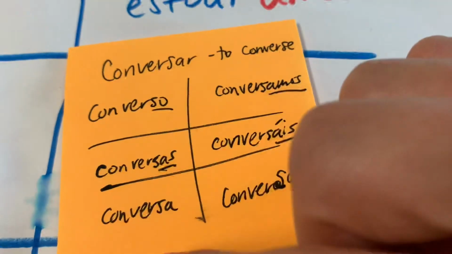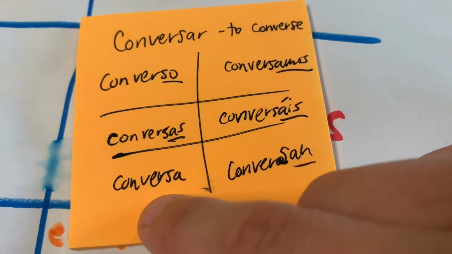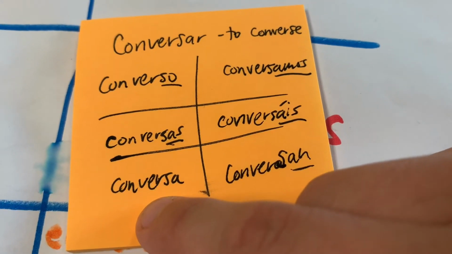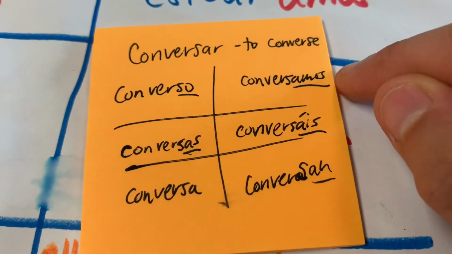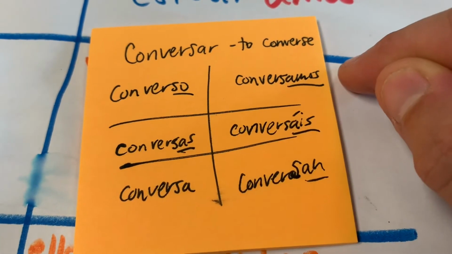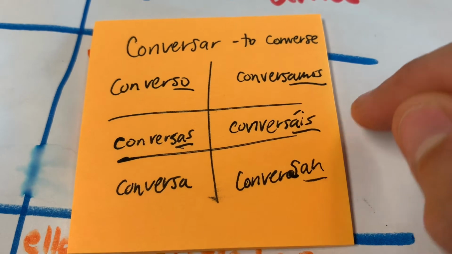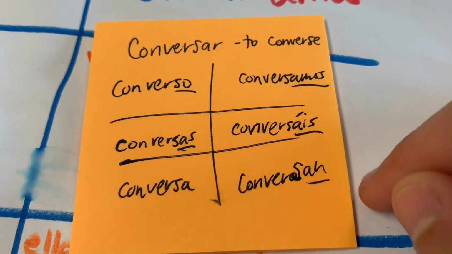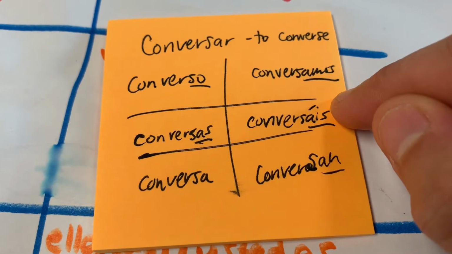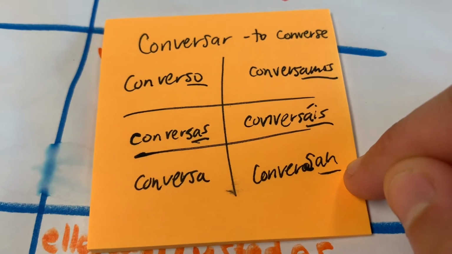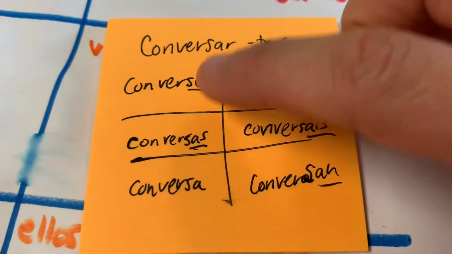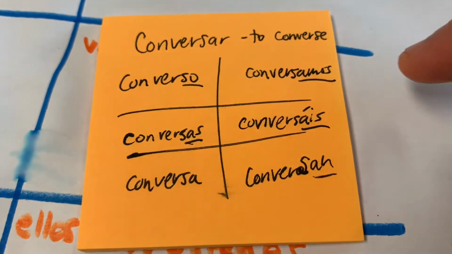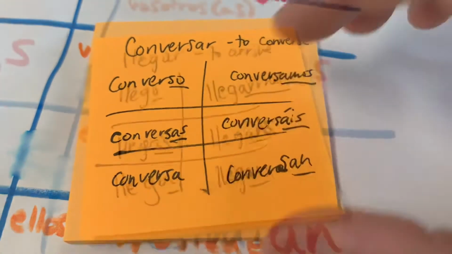Tú conversas, you converse. This could be él, ella, or usted, conversa. It could be any third person singular. Nosotros conversamos, we converse. Conversáis and conversan. This would be vosotros and vosotras. This would be ustedes, ellos, or ellas. Let me show you a different one. You notice how the ending is the same. O, as, a, amos, áis, an.